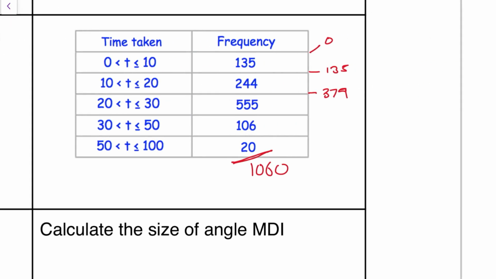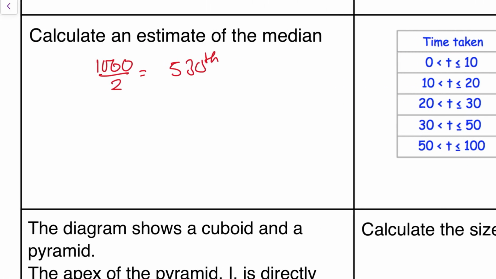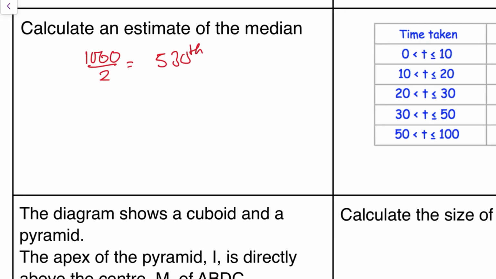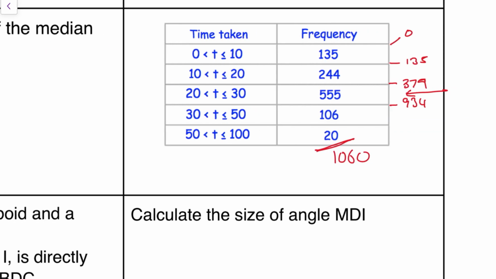530th person yet. So I'm going to get it in the next one, aren't I? So add 555, which gives me 934. So the 530th person is going to lie within there. Then think about all these people. I don't even know what I'm measuring, do I? I'm measuring time. So think about all these times in order from smallest all the way to the largest.